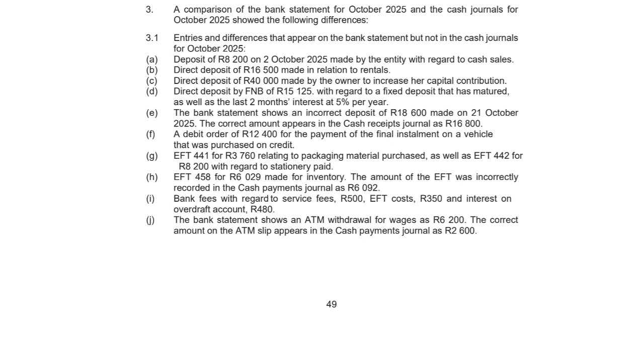Bank fees with regard to service fees 500, EFT costs 350, and interest on overdraft account 480 Rand. The bank shows an ATM withdrawal for wages as 6,200 Rand. The correct amount on the ATM slip appears in the cash payments journal as 2,600 Rand.